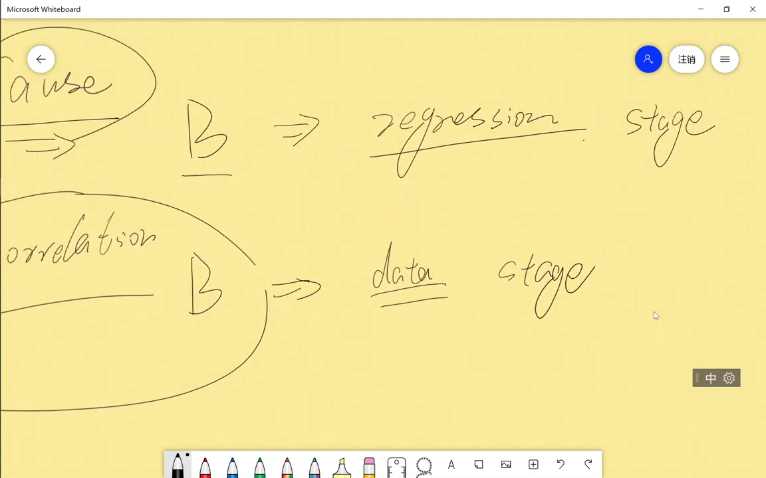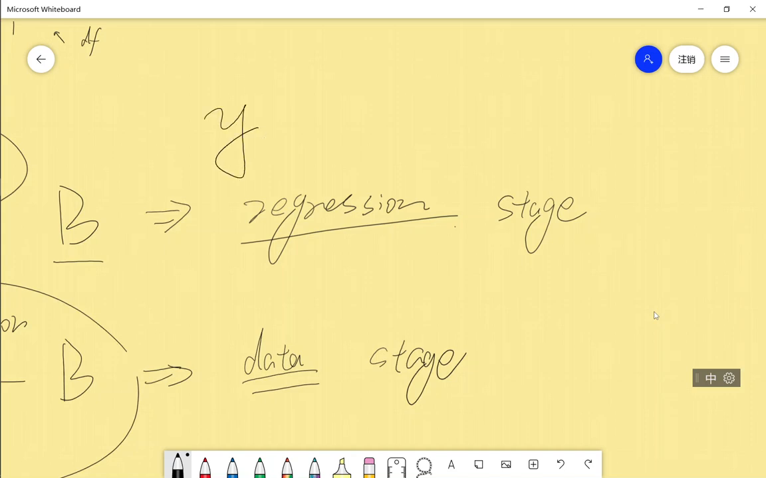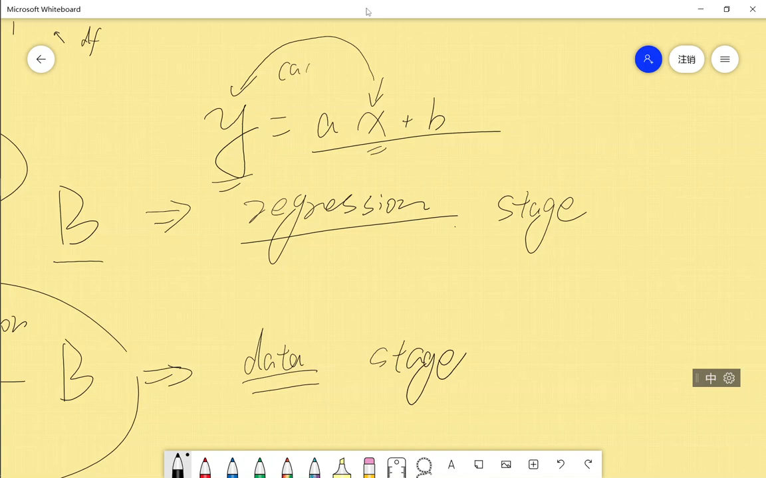The regression stage means that you do have a very specific relationship. For example, y equals ax plus b at this regression stage. This regression function gives you a really clear idea of what causes the other, which means that the dependent variable was caused by the independent variable, right? So y is the dependent variable and x is the independent variable. So it's clearly x causes y, okay?